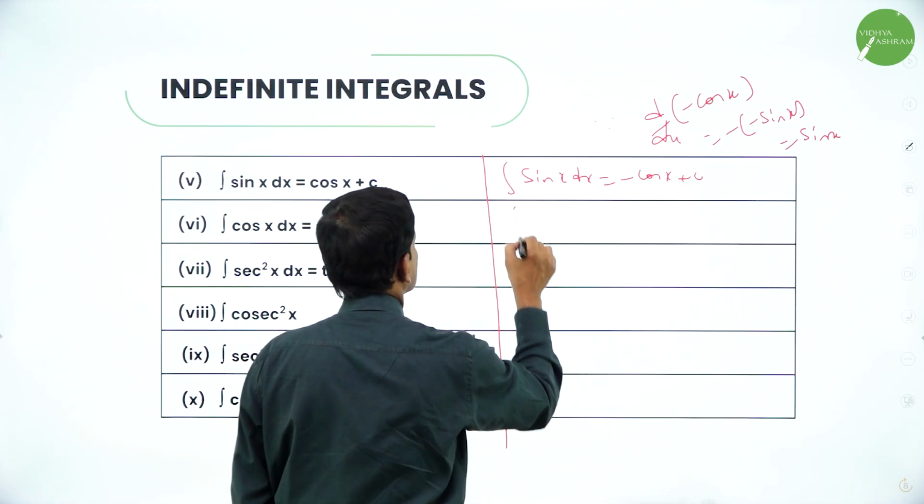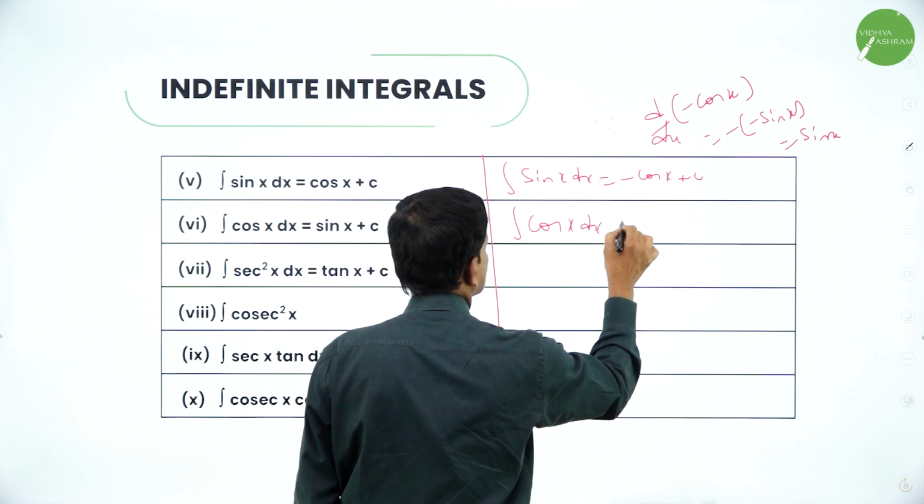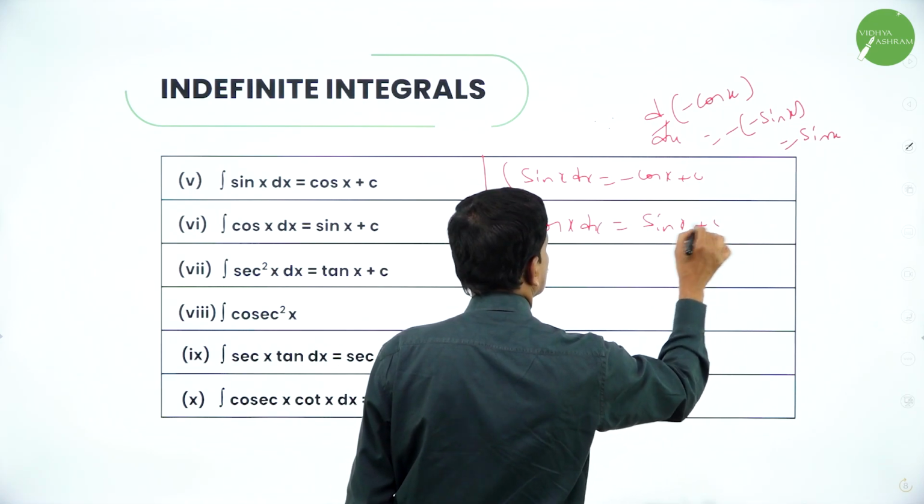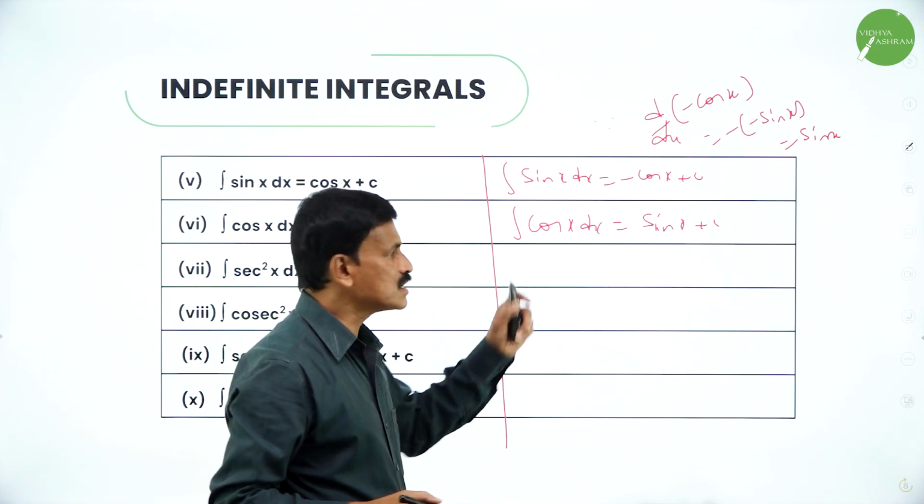Similarly, the integration of cos x. So the integration of cos x is equal to sin x plus c. The reason is that the differentiation of sin x is cos x.